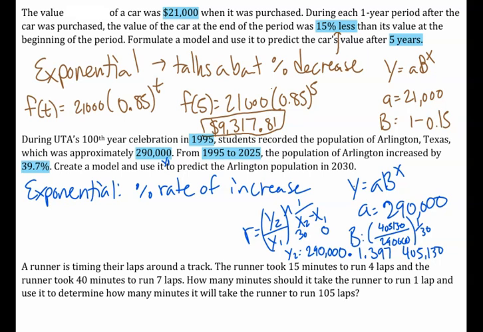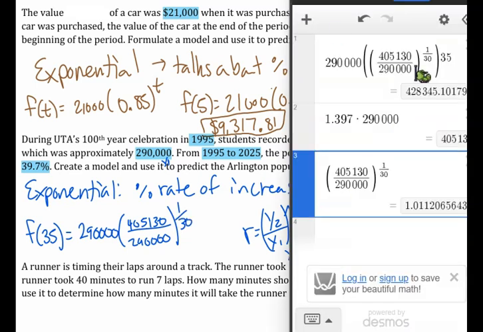We want to know the population of 2030, so we're going to find f of 35. We have 290,000 times the 405,130 over 290,000 raised to 1 over 30 power. And when you plug this in, you get about 428,345 people.